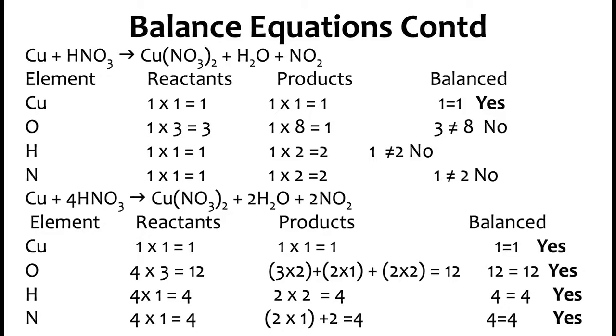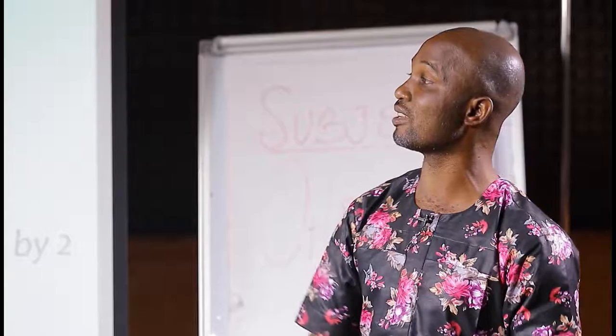And lastly, nitrogen, as you can see, 4 times 1 equals 4. And 2 times 1 plus 2 gives you 4. So 4 is equal to 4. And nitrogen is balanced in this equation. So the equation is balanced as we round up.